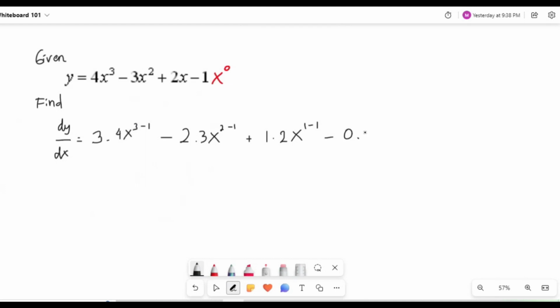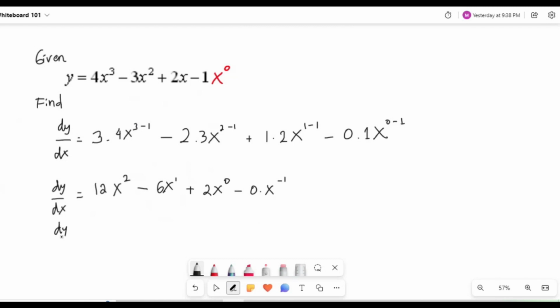So I have 0 times 1, x to the power of 0 minus 1. Okay, so my dy over dx becomes 12x squared minus 6x to the power of 1, let me just leave it as x, plus 1 times 2, x to the power of 0. This is 0, right? That's going to be minus 0 times 1 times x to the power of 0 minus 1. Okay, 0 times x power of minus 1.